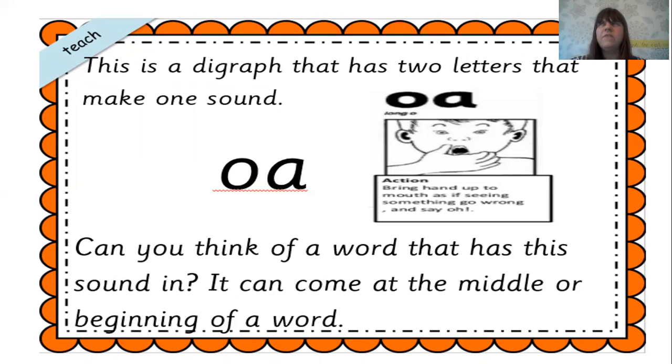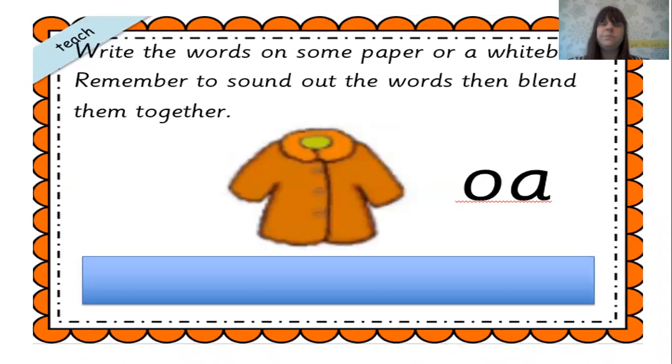Okay, can you think of any words that have the O sound in? It could be just the sound, or it could be the spelling. I'm going to give you one at the beginning. Oat. I'm going to give you one with the O sound in the middle. Stoat. Give your adult or your sibling or your family member a word with the O sound. I'm going to move on and see if you've guessed any of these next words.